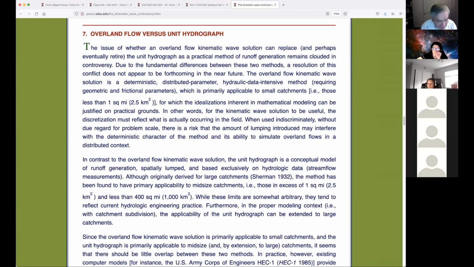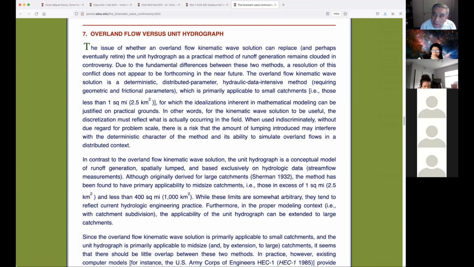Where are you going to do the data? And therefore, it follows that the overland flow would be applicable to the smaller basins. And for the larger basins, you would have to have the unit hydrograph plus routing if necessary with the concept of the network.